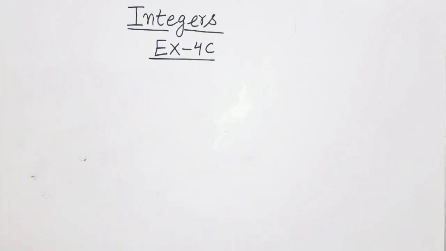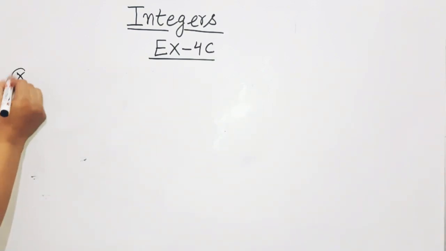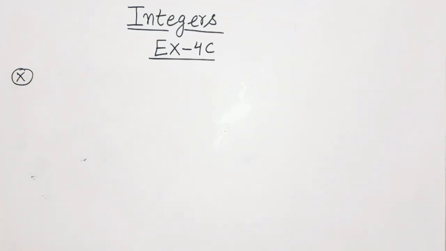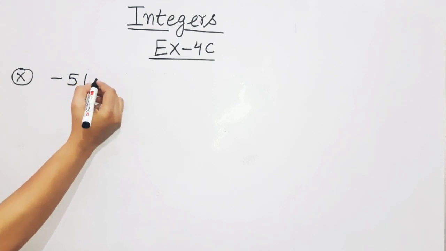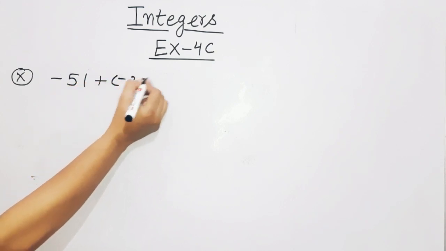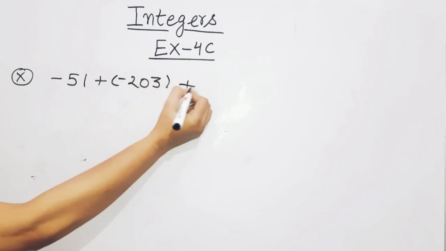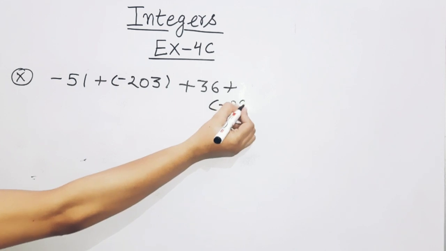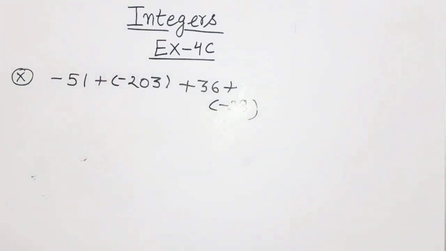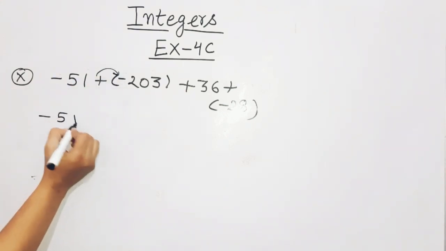Now I am going to explain the last option, that is the 10th option. I am not going to explain the 9th option because it will take a lot of time. I have already explained it, so if you want, you can watch yesterday's video again. So minus 51 plus minus 203 plus 36 plus minus 28. Now we have to add these four integers.